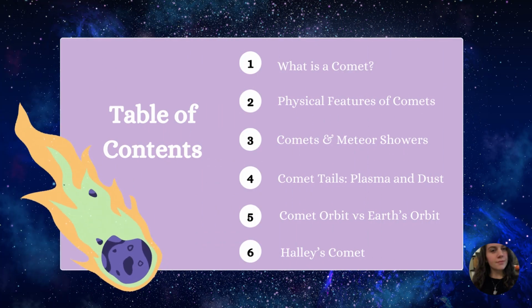In our presentation today, we'll be talking about what is a comet, some of the physical features of comets. We kind of added a little bit about comets and meteor showers, and then we'll be discussing comet tails and the difference between plasma and dust tails. And then we'll be talking about the comet orbit versus the Earth's orbit. And then we'll also be including a slide about Halley's Comet, which is just a historical comet that has been seen from Earth.